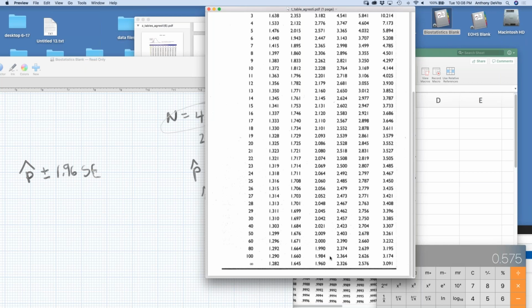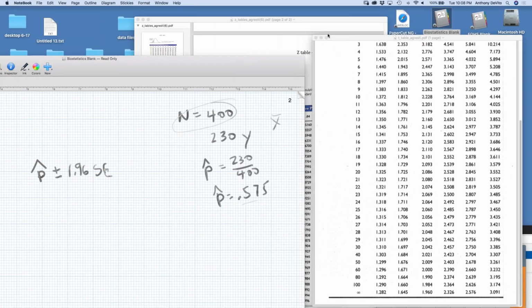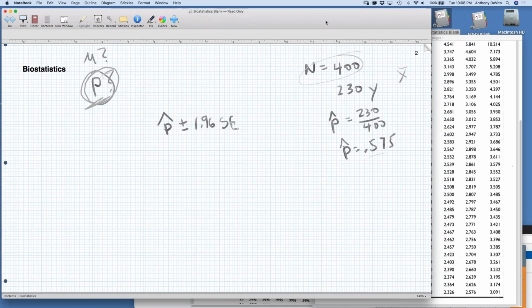Look, at a sample size of 100, it's already very, very close to 1.96. As the sample size gets larger, it gets closer and closer to 1.96. So with a big sample like 400 or 1,000 or several thousand, I feel pretty comfortable using 1.96 instead of another t-value.